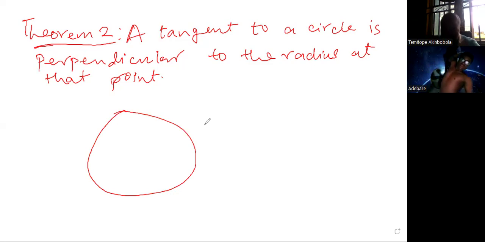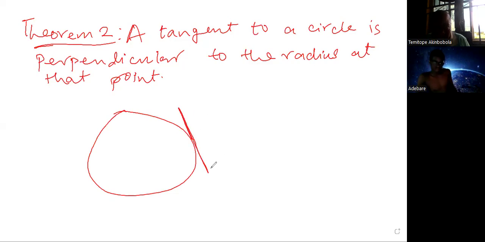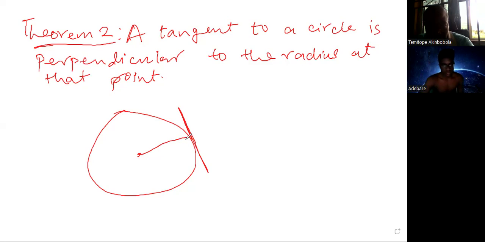So this is the circle. So you are going to have the tangent here. This is a tangent. This is the center of the circle. So from the center of the circle to this point, this is the radius. So it means that this radius and this tangent are perpendicular. Do you get that now?